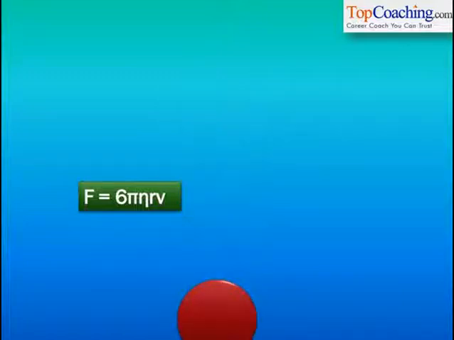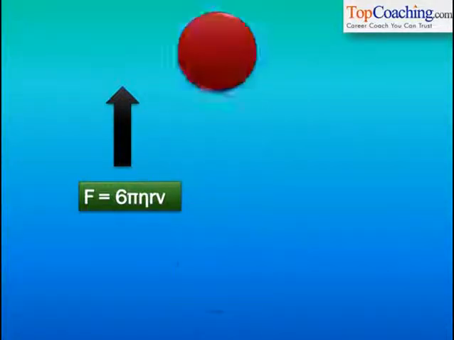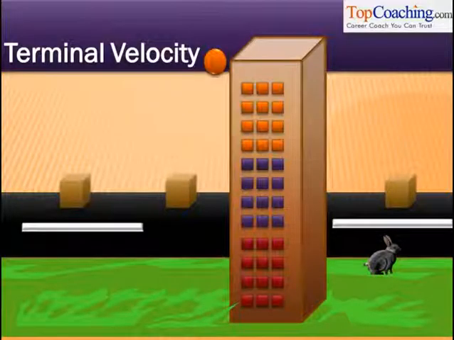Take a look at this ball moving through water, something like this. When a ball is moving through water like this, a force 6 pi eta rv, the viscous force, acts on this ball. This force always acts in the direction opposite to the velocity of the ball. Understood? Since the ball is moving downwards, the force acts upwards. Understood? Now a very interesting phenomenon occurs because of Stokes' law.